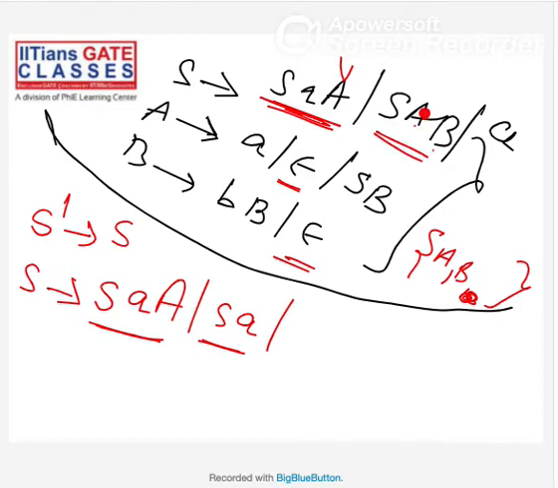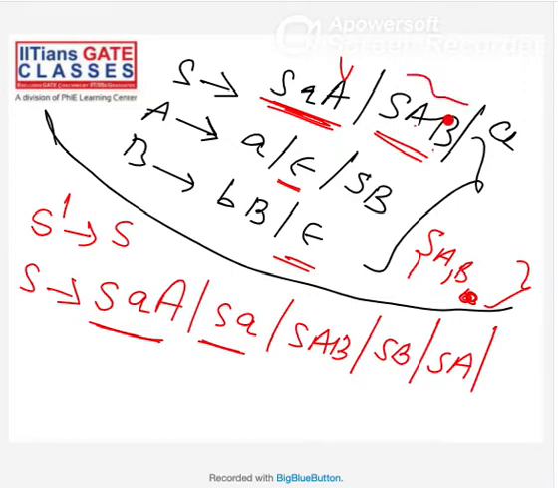Let's see here. Two nullable variables are there. This A and B, these are nullable variables. So what you do, you write it as it is. This A is nullable, so send this A to epsilon. This B is nullable, so send this B to epsilon. Both these A and B are nullable, so you can send both of them to epsilon. So this is how you will get it.